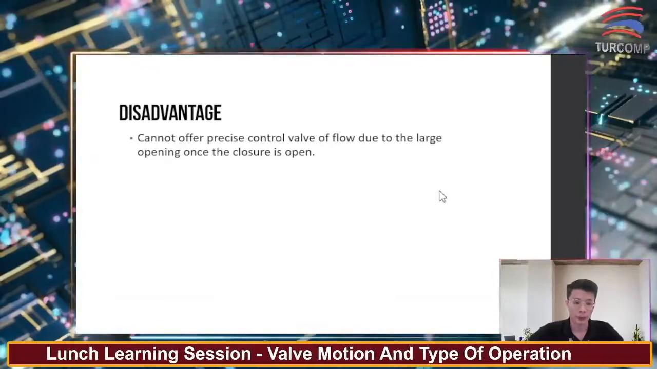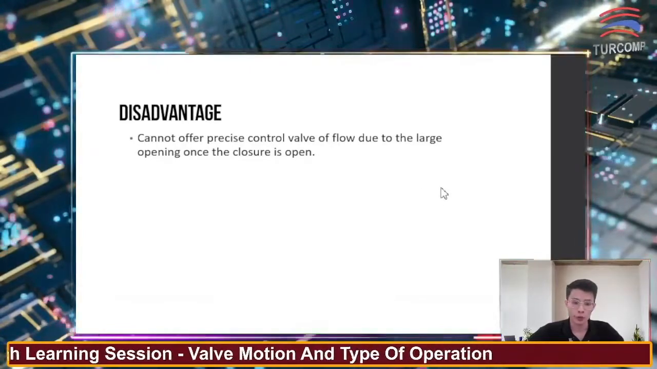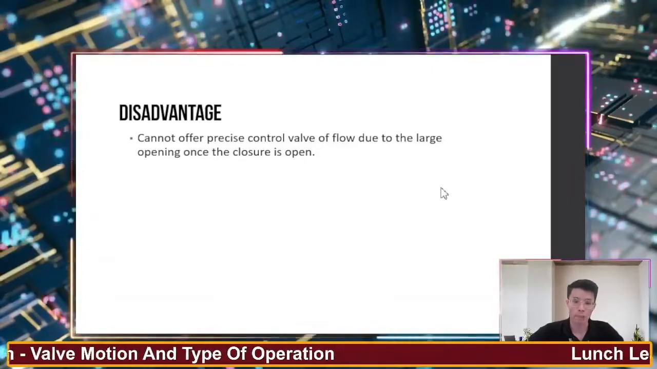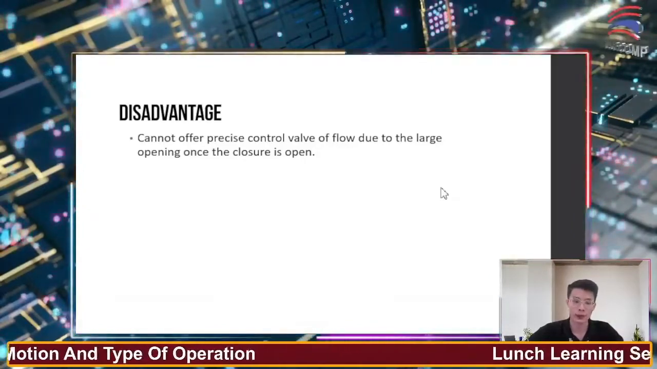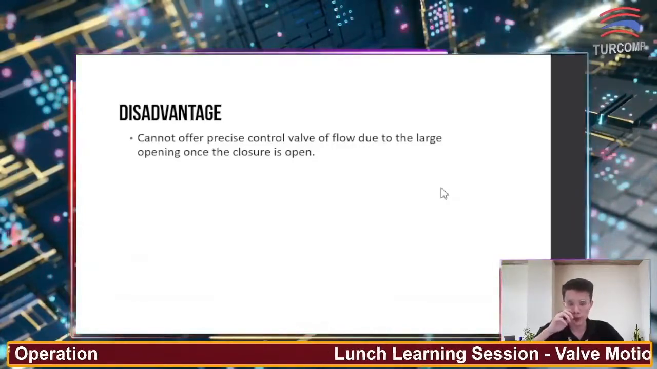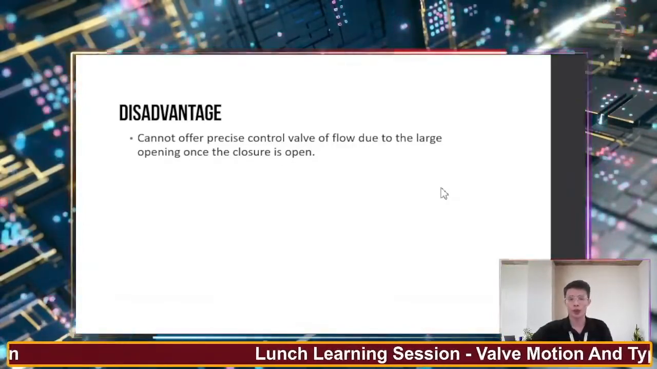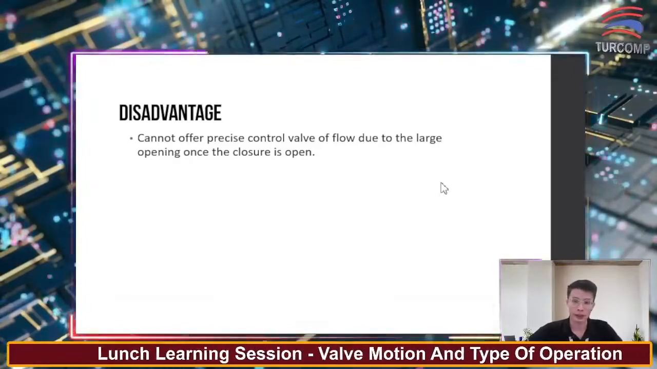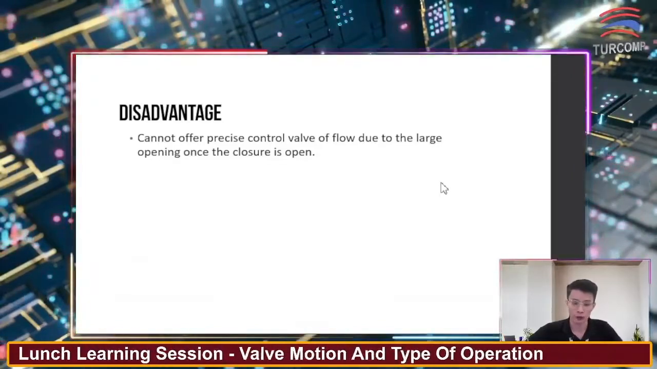For the disadvantage, normally a rotary valve cannot offer precise control compared to a linear type because it has a large opening once the closure member is open. So for a control valve, normally we will go for a linear type because it can achieve better controllability.